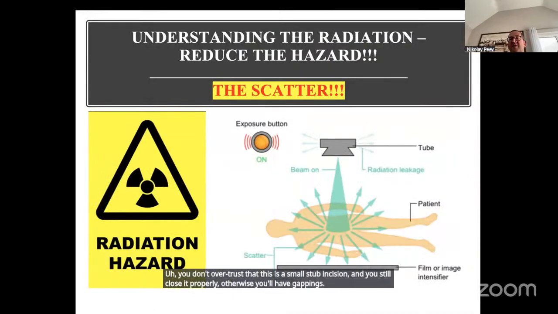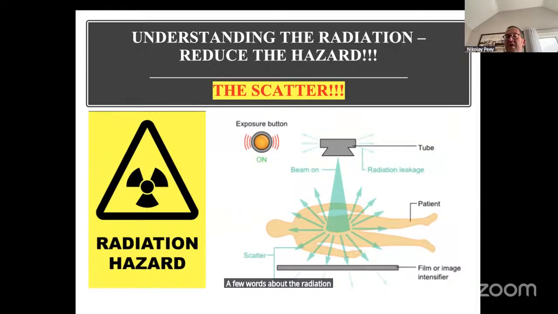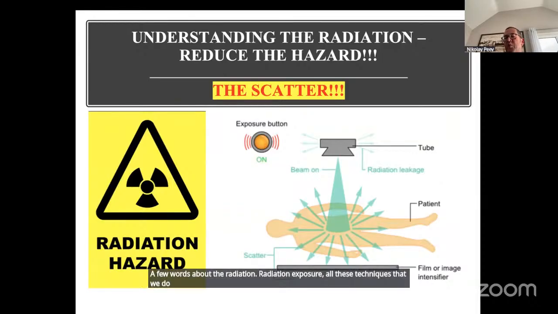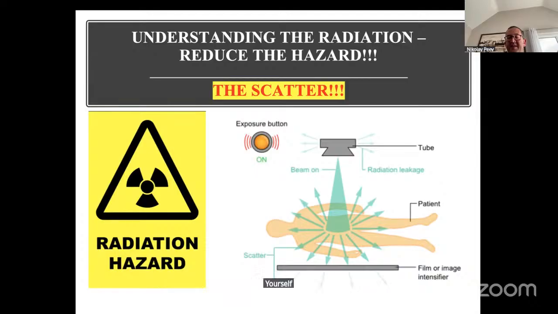A few words about the radiation exposure. All these techniques that we do, we do with X-ray. The X-rays are our eyes. We don't have the normal landmarks. So learn how to prevent yourself being irradiated excessively.